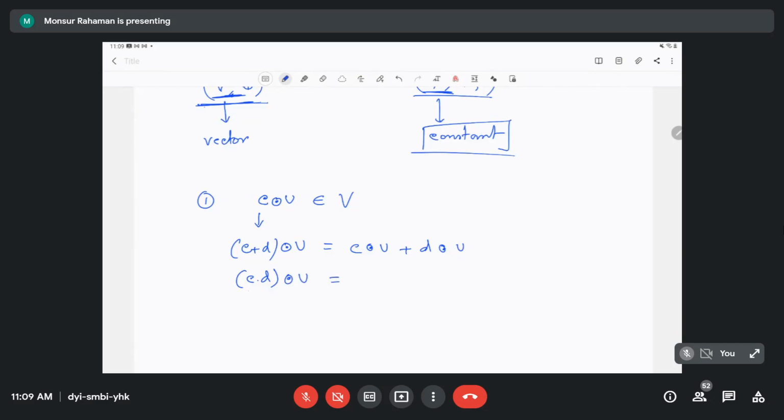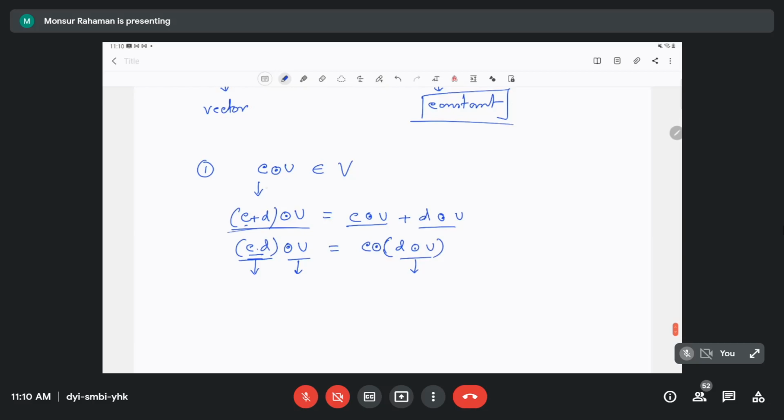If you are multiplying the constants and then multiplying with the vector, it is the same as multiplying first with D. Obviously it will be a vector, because multiplying with a constant gives a vector. Then you are again multiplying with another constant. Here, first you multiply the constants to get a new constant, and then multiply with the vector. In one case you add first and then multiply with the vector, or here you multiply with the vector first and then add.